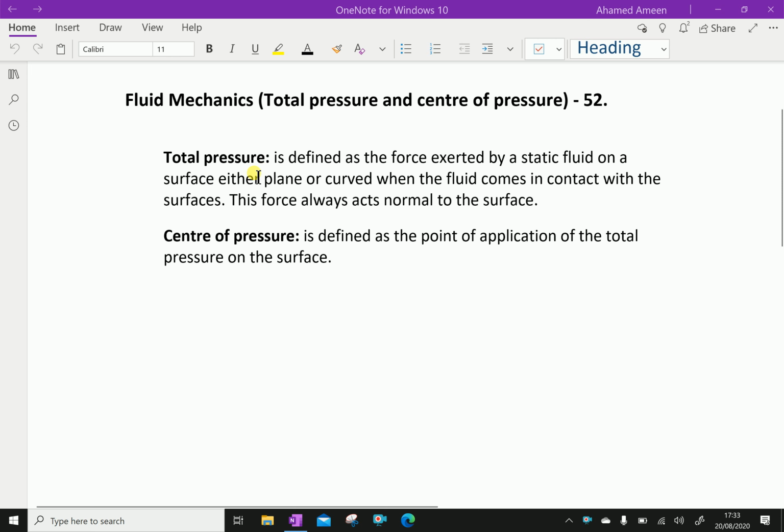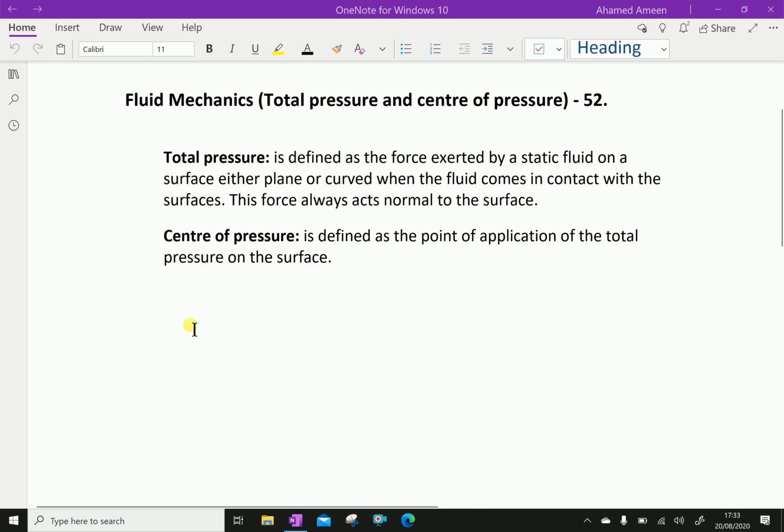In fluid mechanics, let us discuss total pressure and center of pressure. Total pressure is defined as the force exerted by a static fluid on a surface, either plane or curved, when the fluid comes in contact with the surface. This force always acts normal to the surface. Center of pressure is defined as the point of application of the total pressure on the surface.